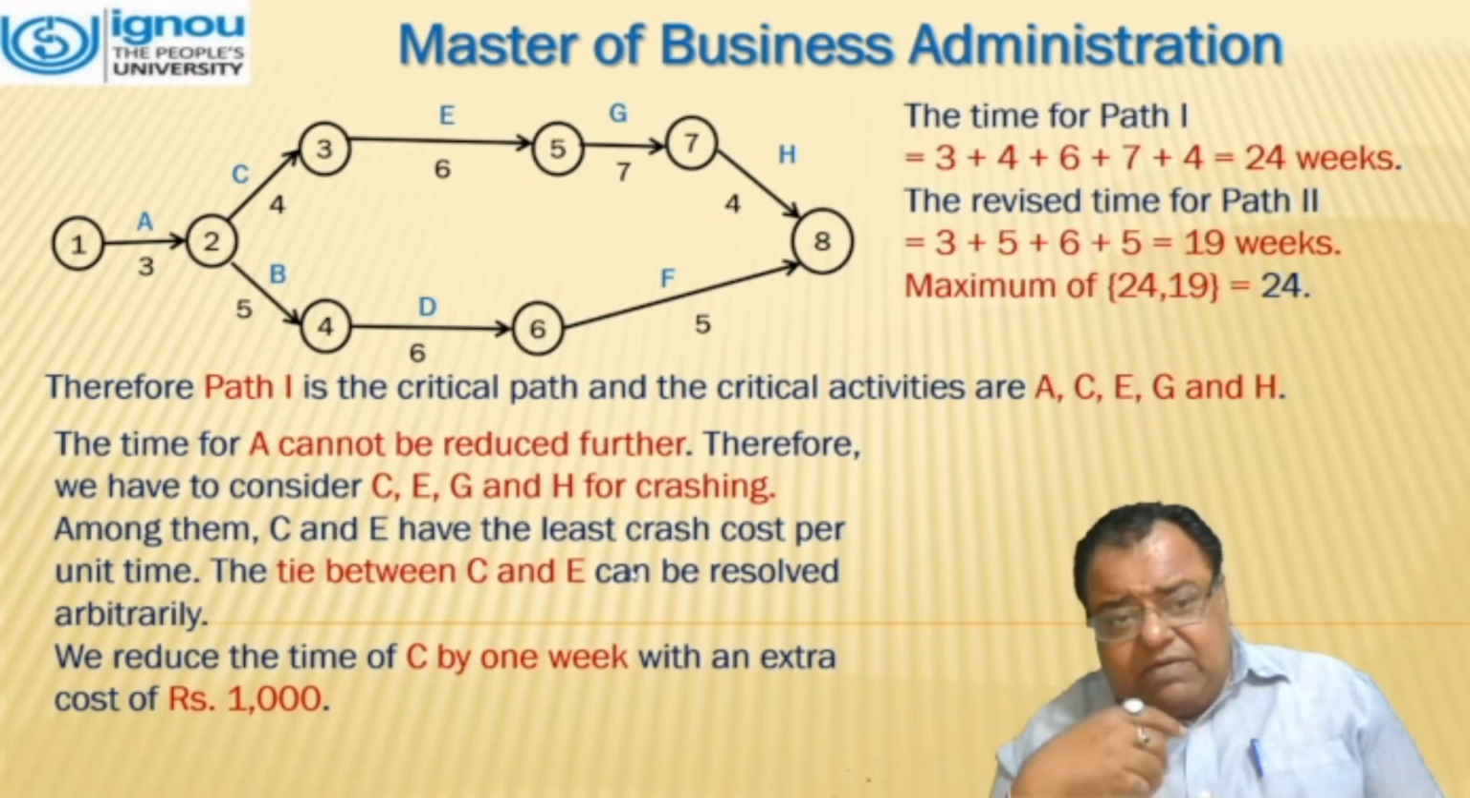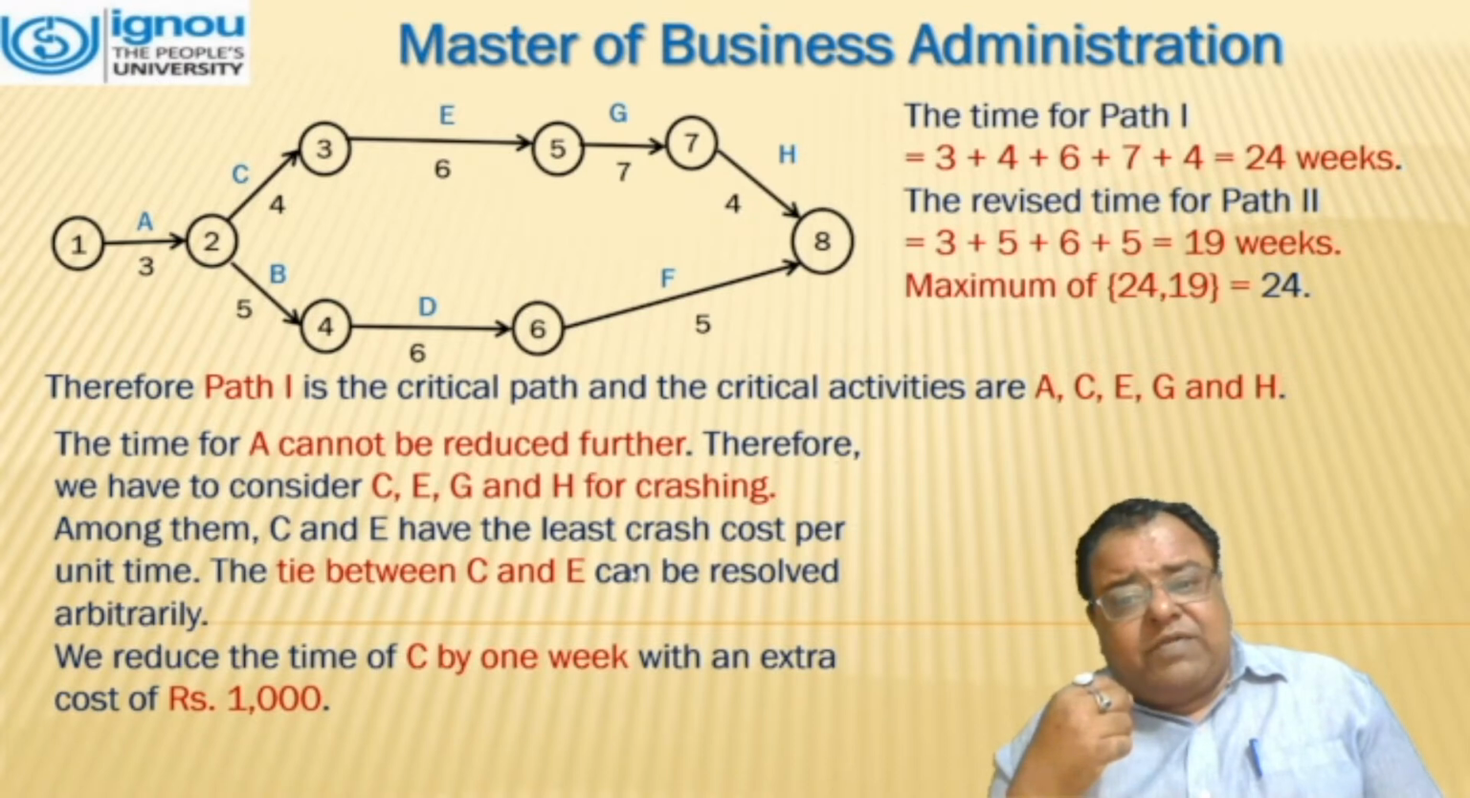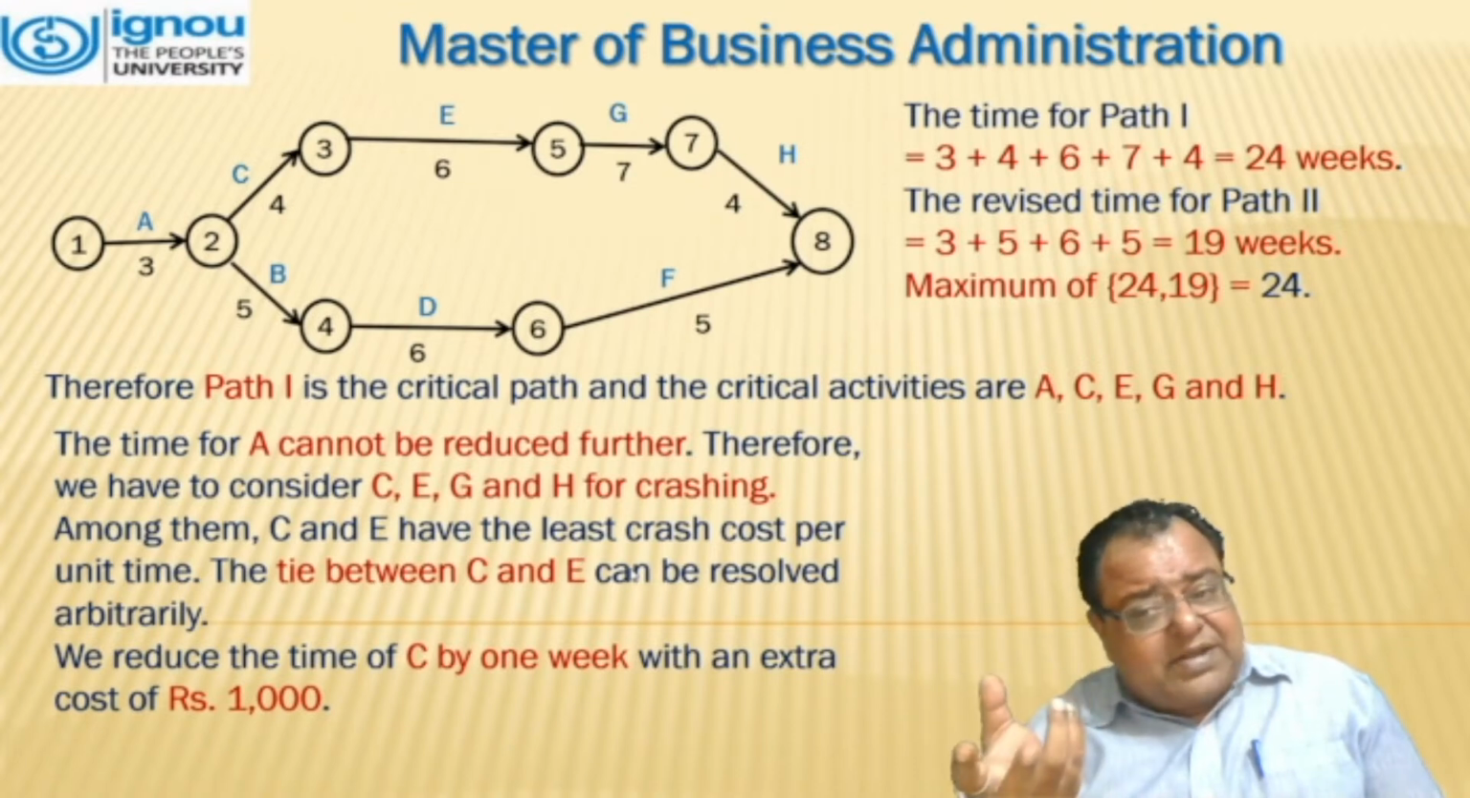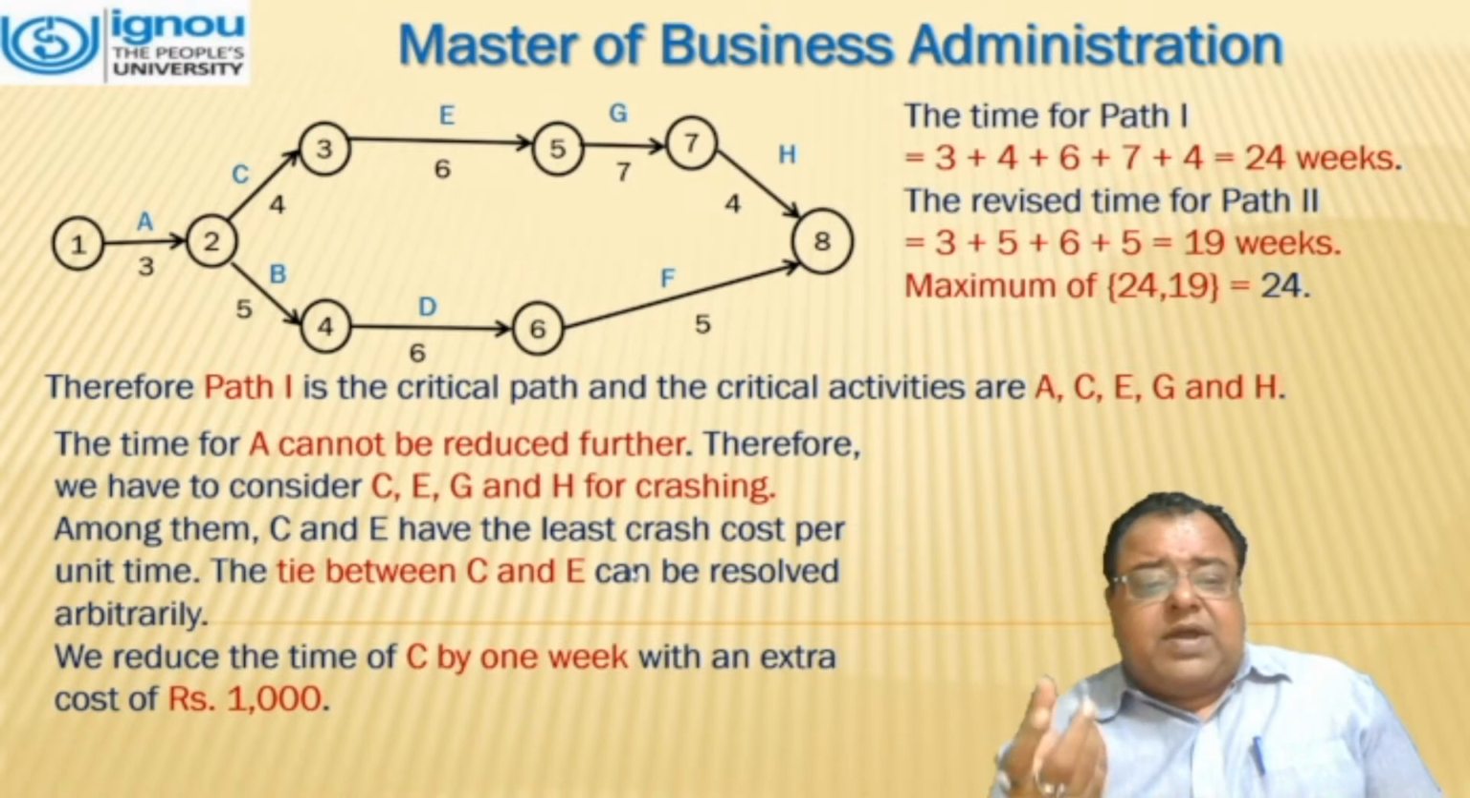We will again rework the time, which comes out to be 24 weeks for path 1, and for path 2, it comes out to be 19 weeks. So here again, the maximum has to be taken, that is 24. Therefore, path 1 has been reduced by 1. A cannot be reduced further.